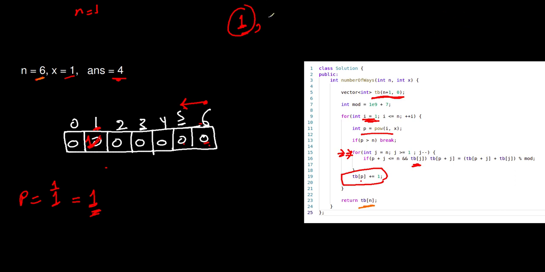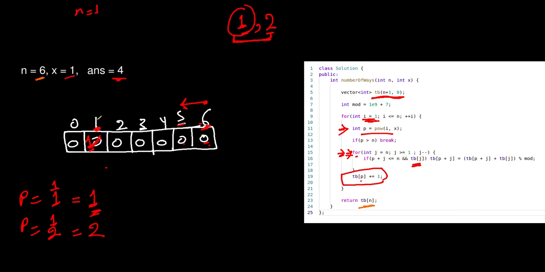Now let's add another value, i equal 2. Now we need to find the number of ways using these two numbers. We already calculated for number 1, now let's see for 2. So p equal 2, which is i to the power x, this is 2. Now the value at 6 is 0, we skip it, 5 is 0, 4 is 0, 3 is 0, 2 is 0. Now 1, it has a value, so this condition applies.